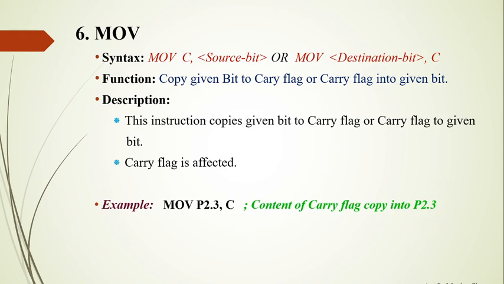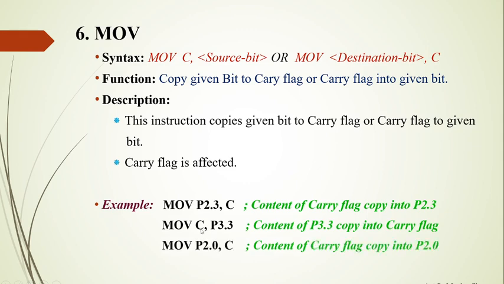For example, MOV P2.3, C. So in this instruction the content of carry flag will be copied to the bit P2.3. MOV C, P3.3. So here content of bit P3.3 will be copied to the carry flag. MOV P2.0, C. Here content of carry flag is copied into P2.0.